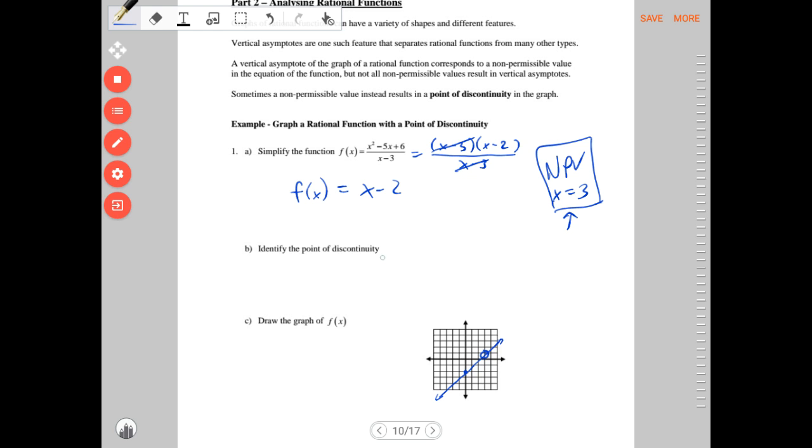And we're supposed to identify the point of discontinuity for part b. So how that works is we put that non-permissible value into the simplified equation, because of course it works in that one. So 3 minus 2 is 1. So if x is 3, the y value there would be 1. So this actually works out to the POD, or the point of discontinuity.